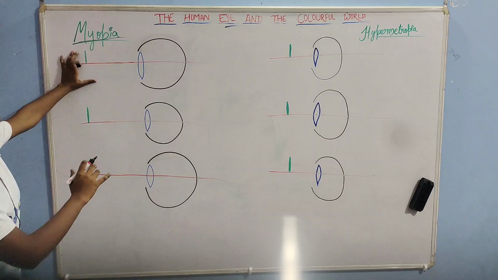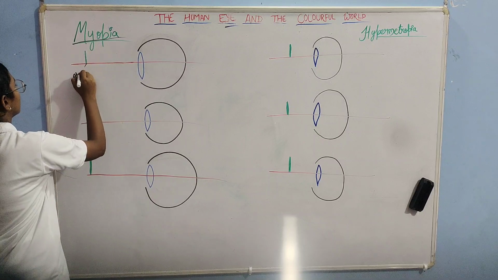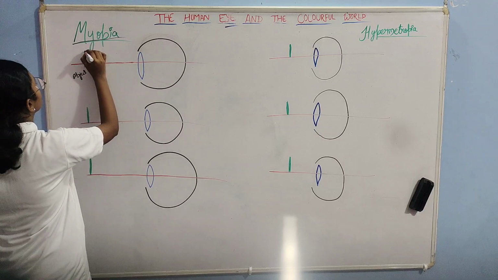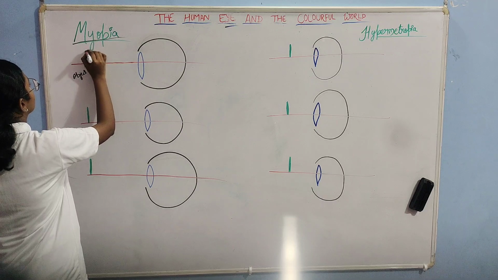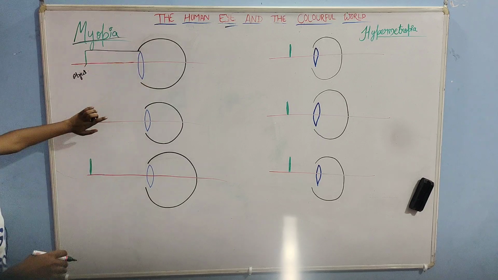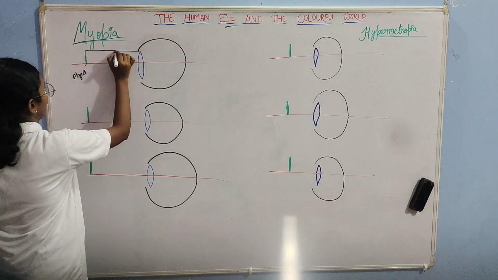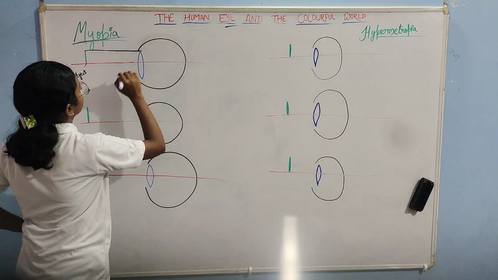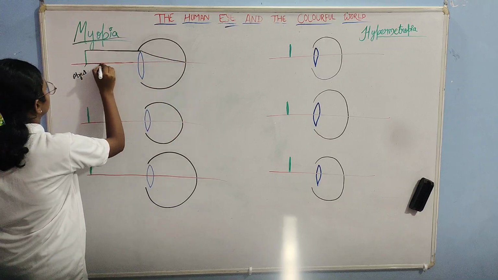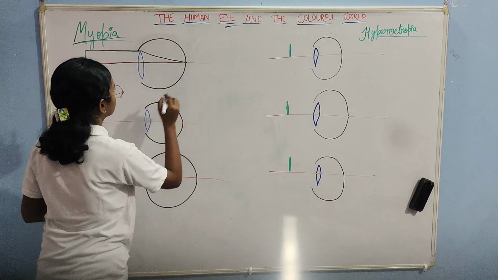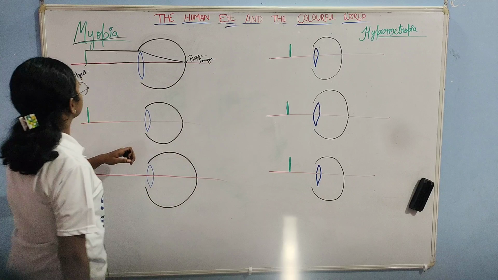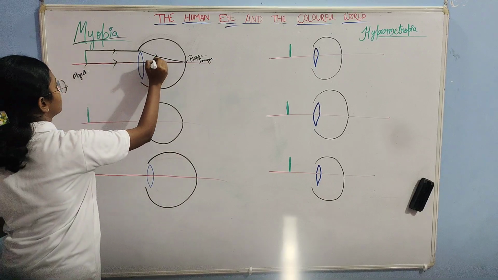Let's suppose it is an object, it is at a distance. The light rays will pass here. First, take the example of a normal eye. First the light ray will pass through here. Here it gets refracted and the image will form here. This is the case of a normal eye.